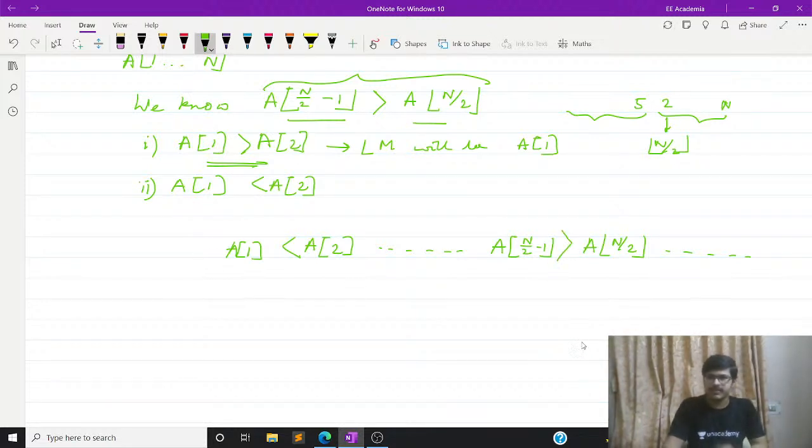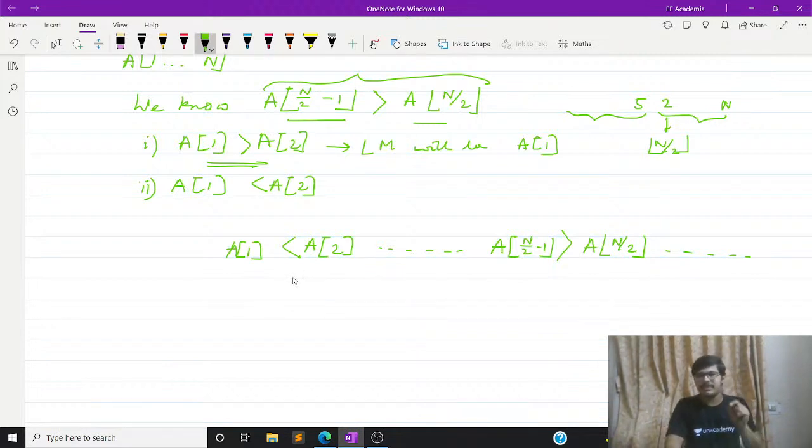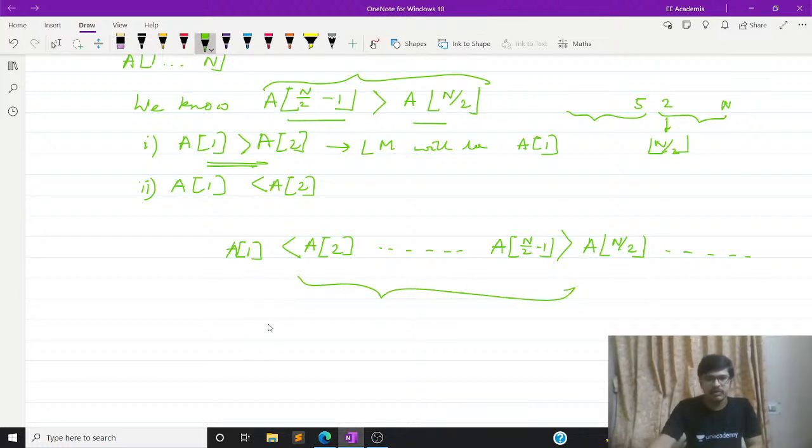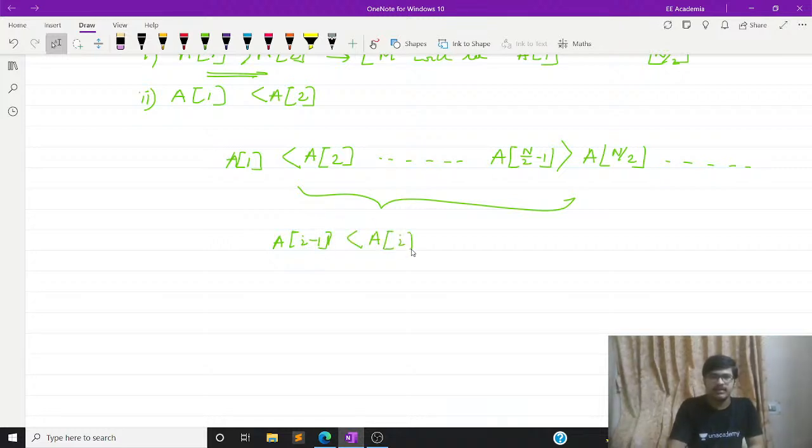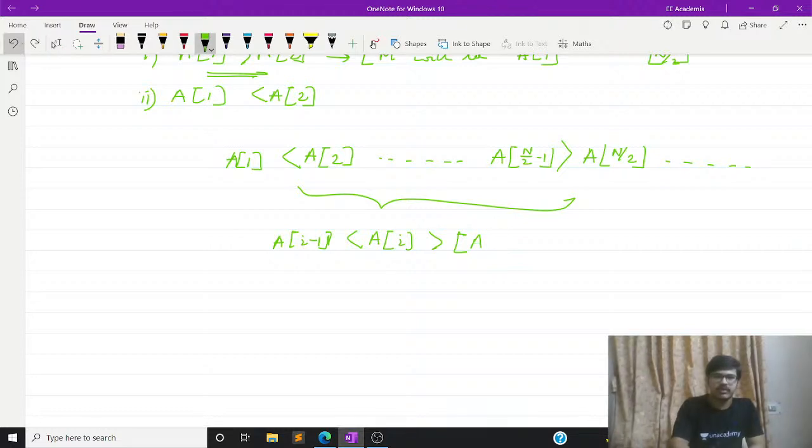So if this is the case, we can clearly see that there must be one maximum among these elements. There must be a local maxima among these. That means there must be an index I such that A of I minus 1 is less than A of I, and it is greater than A of I plus 1. Right? Is that clear, guys? Can you see that?